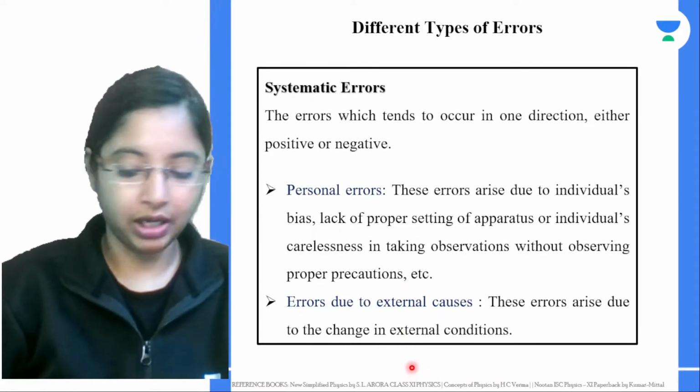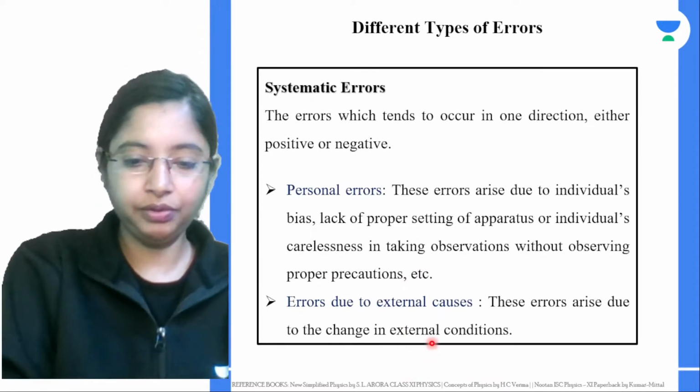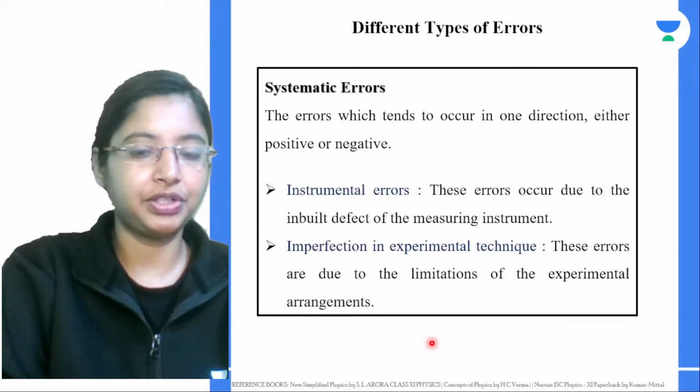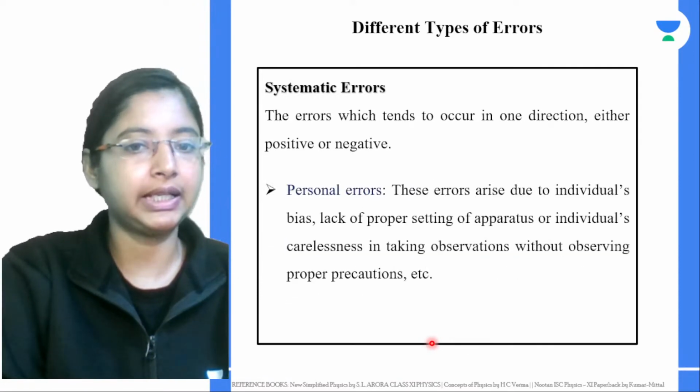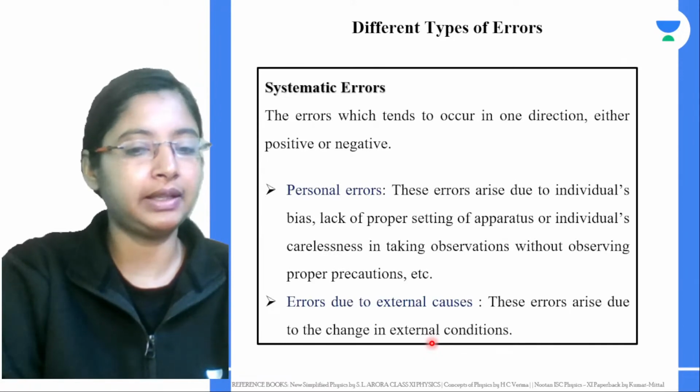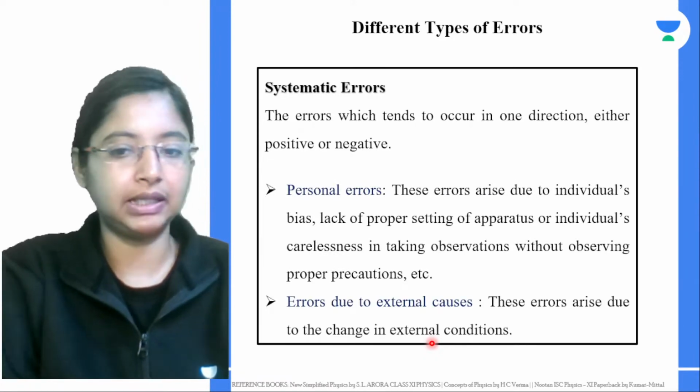So from here we saw there are 4 types of systematic errors. One was instrumental error, then we have imperfections in experimental technique, then personal errors, and then errors due to external causes as well.